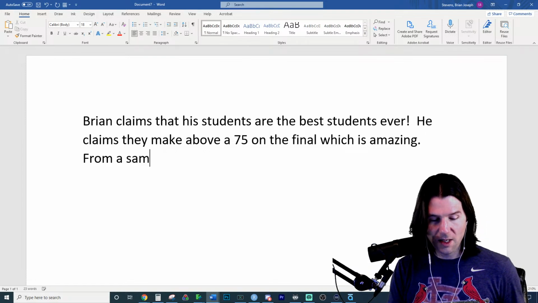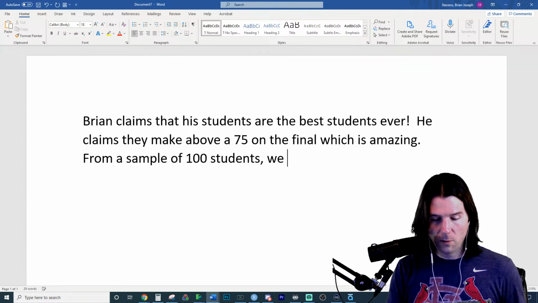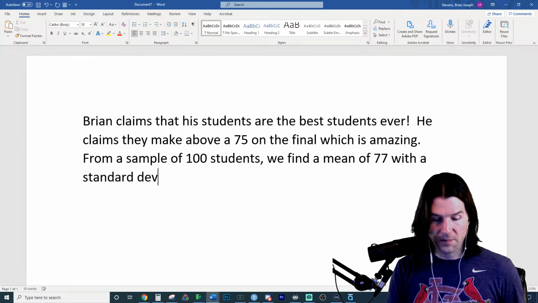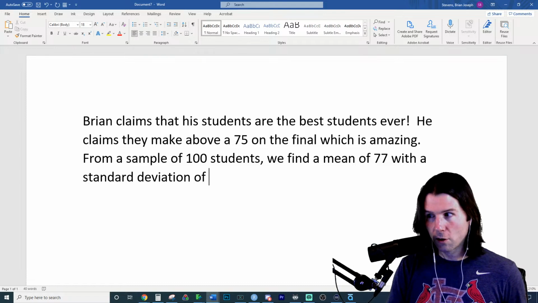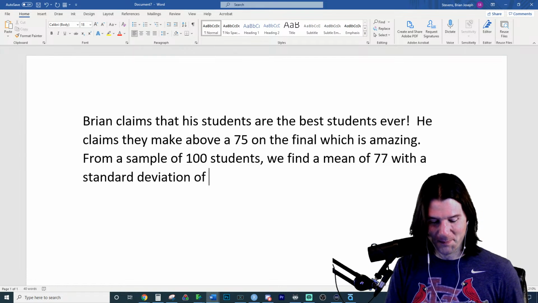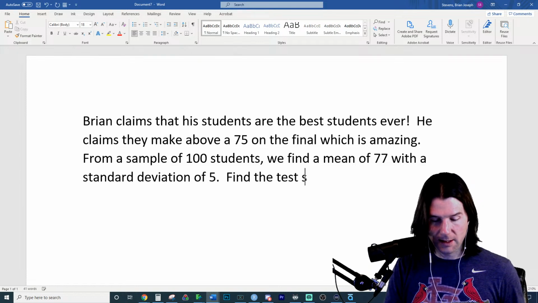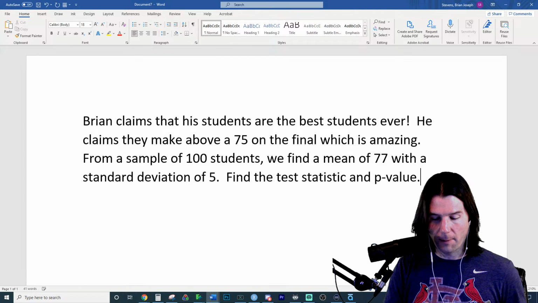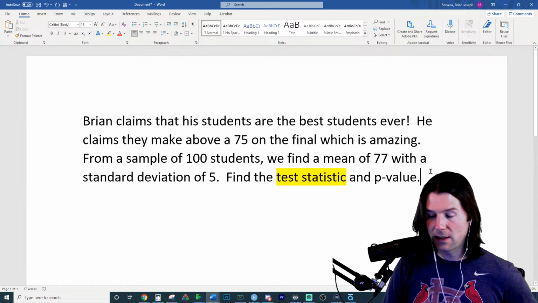From a sample of 100 students, we find a mean of, let's say, 77 with a standard deviation of, I'm cheating, I'm using numbers I'll be able to solve, 5. Find the test statistic and p-value. Okay. So the only thing it's wanting you to solve right here for is the test statistic.